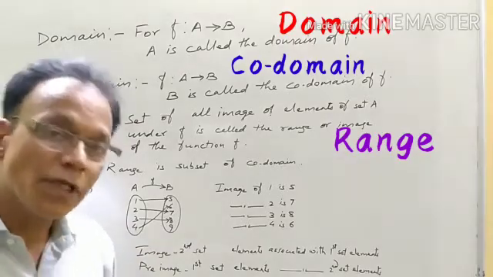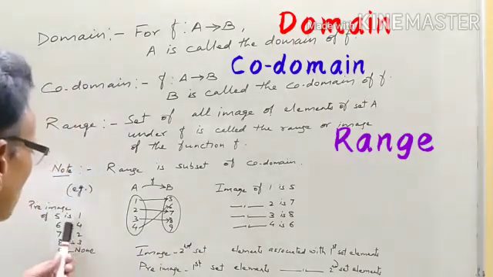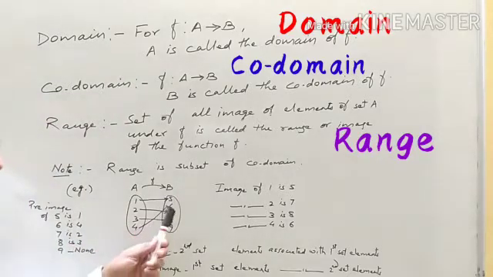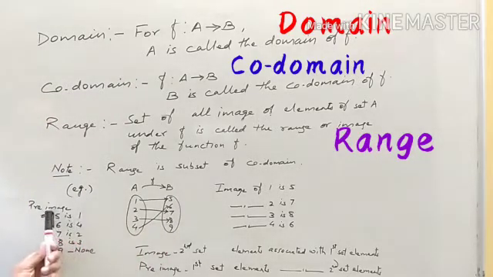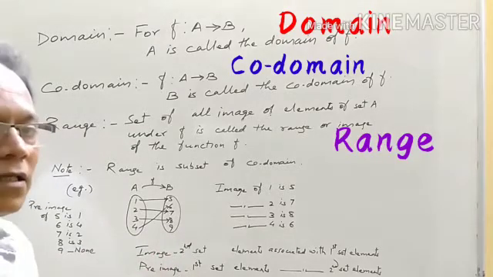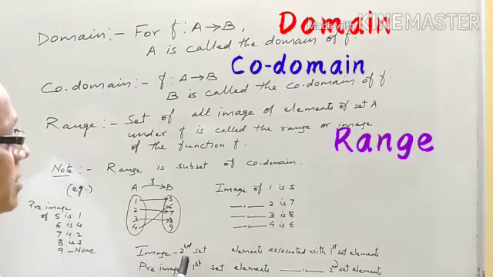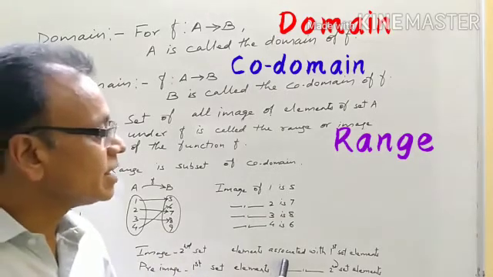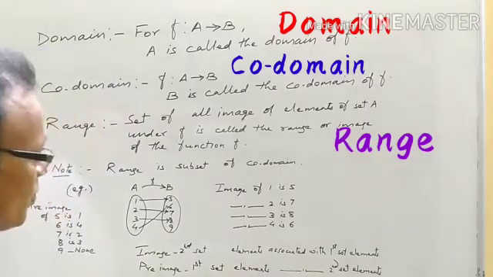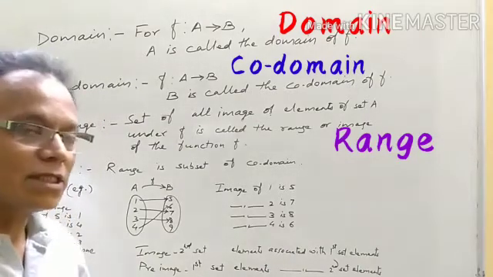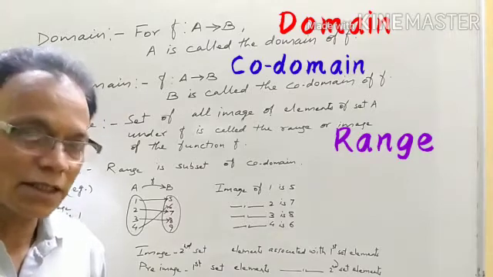When we talk about the pre-image of 5 in set B, the pre-image of 5 is 1, of 6 is 4, of 7 is 2, of 8 is 3, but the pre-image of 9 is none. It is not related to any element of set A. So we can say that image means the second set element associated with a first set element, and pre-image means the first set elements associated with second set elements.